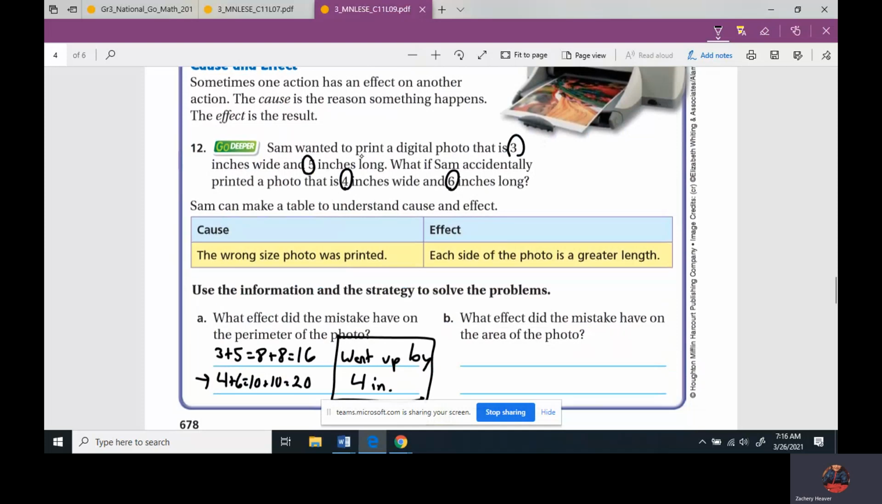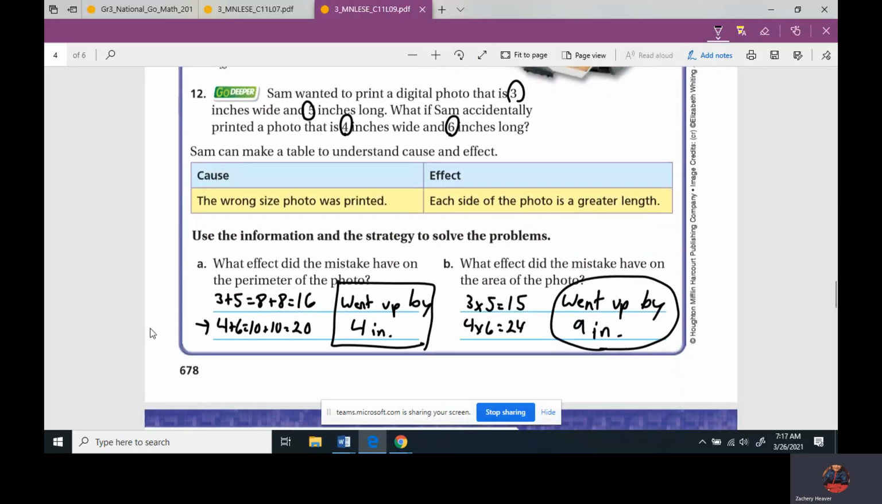Now, what happened to the area? Well, the first one is going to be 3 times 5, which equals 15, and 4 times 6, which equals 24. And so what happened to the area? It went up by 9 inches. So we can see the effect. Realistically, he got a bigger photo with a bigger area.